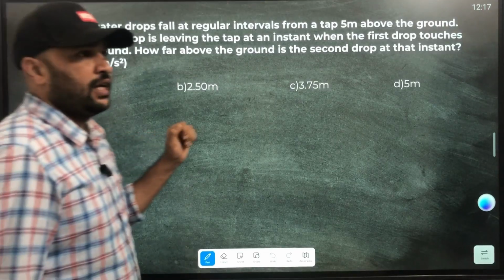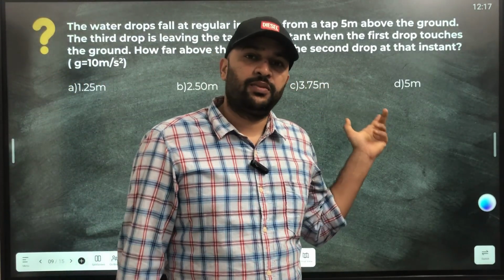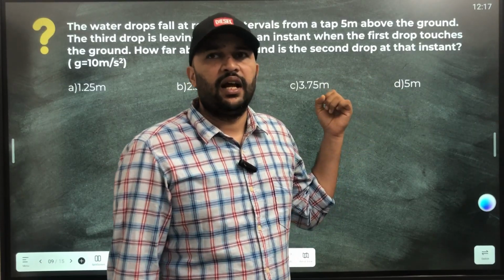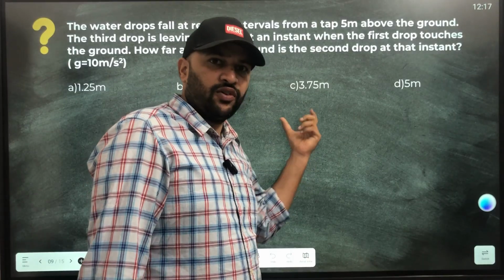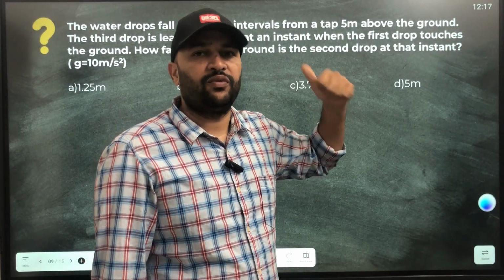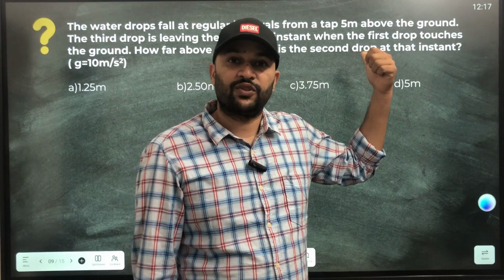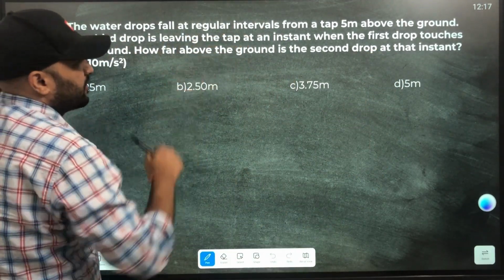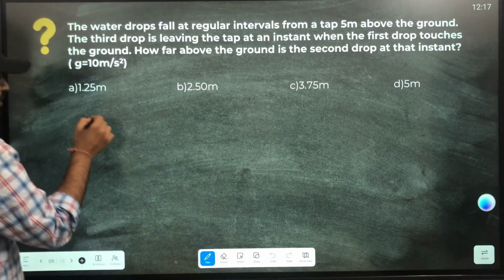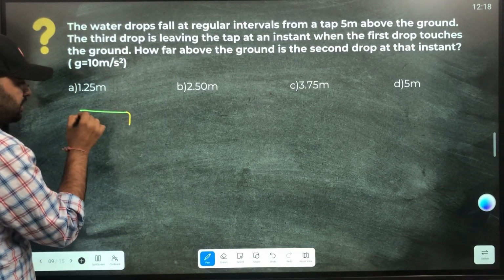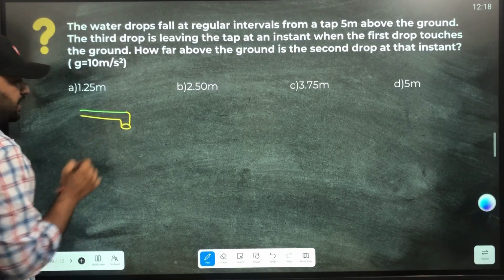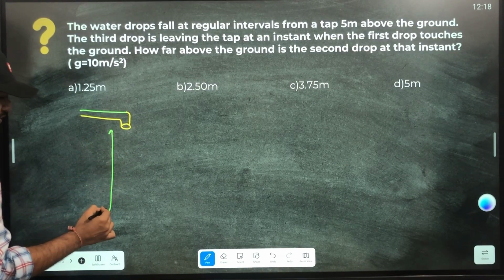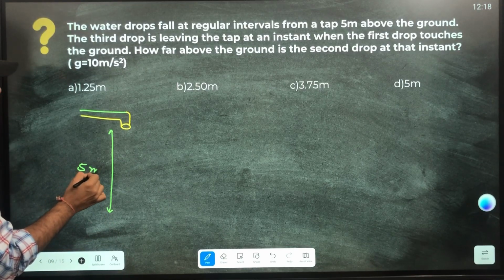Beautiful problem. Now there are different complicated ways to solve this particular problem, but we will solve it in a very simple manner, using a trick. How I got the basis of this trick, for that you have to watch our first initial lecture. There I have shown how I got this. So the water drop falls at regular intervals from a tap 5 meters above the ground. Let's say this is our tap, and this tap is at a distance of 5 meters above the ground, right?